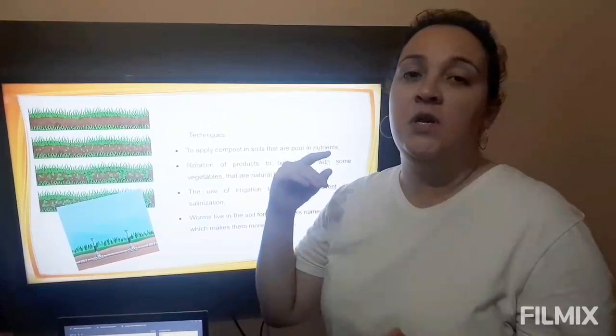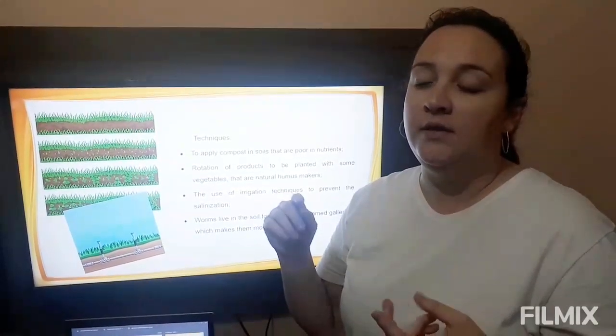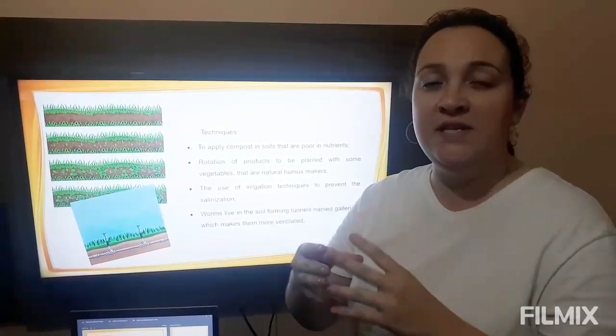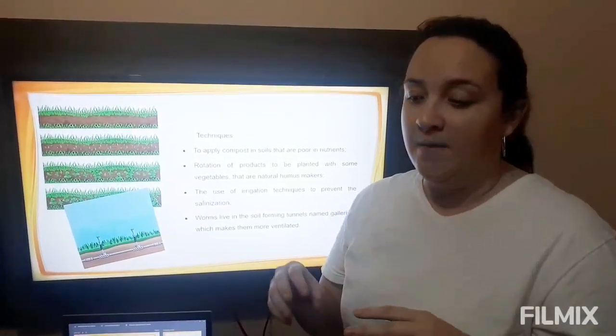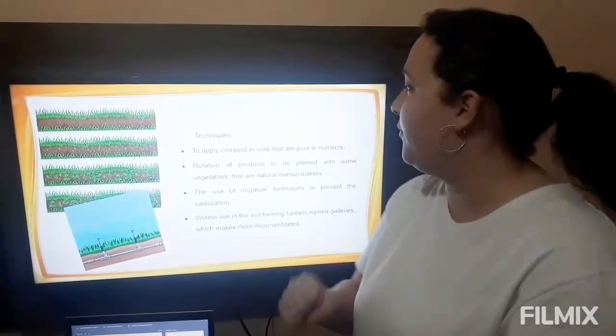What is compost? It is animal poop, the dead plants, dead animals, all of this becomes compost for the dirt. It becomes like a nutritional bomb for the soil and it helps the soil to recover.